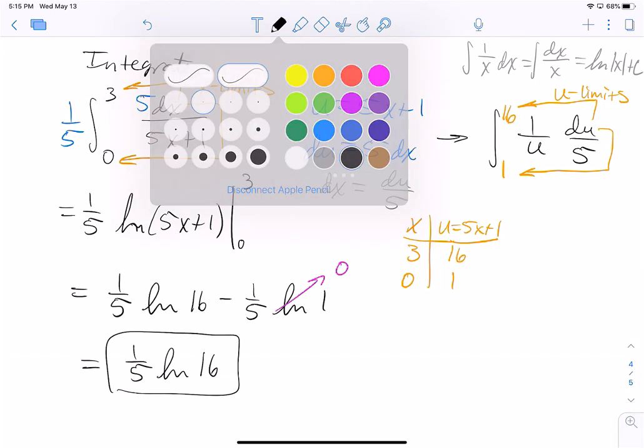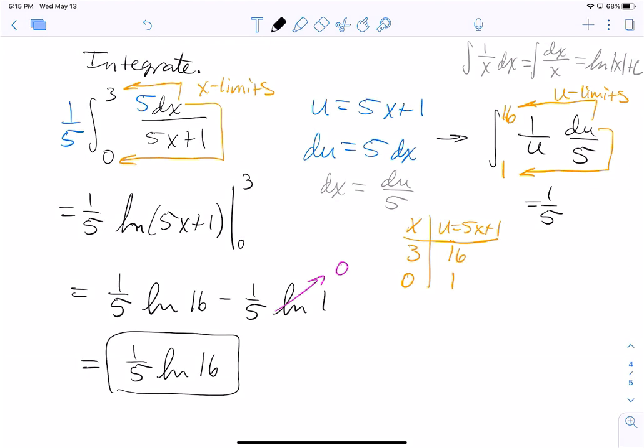We'll find when we integrate this that we end up with 1/5 times the natural log of u evaluated from 1 to 16. We're going to get the same result, 1/5 times the natural log of 16 minus 0.